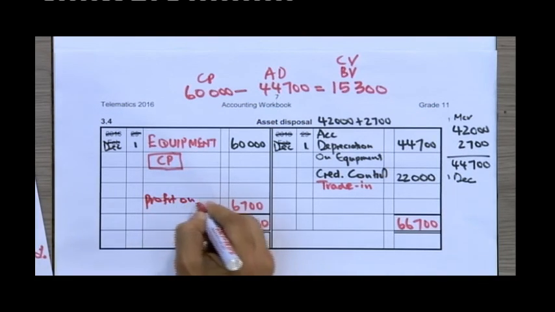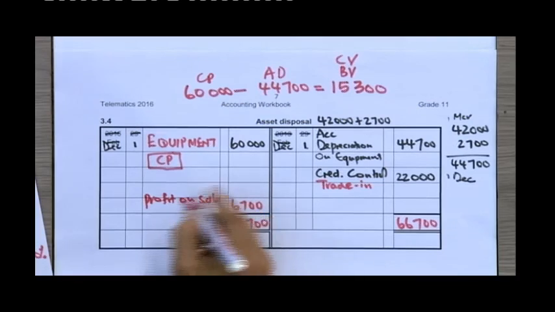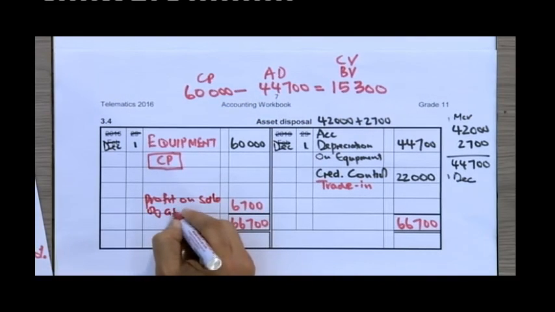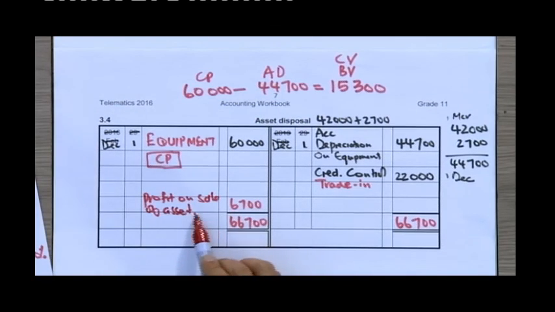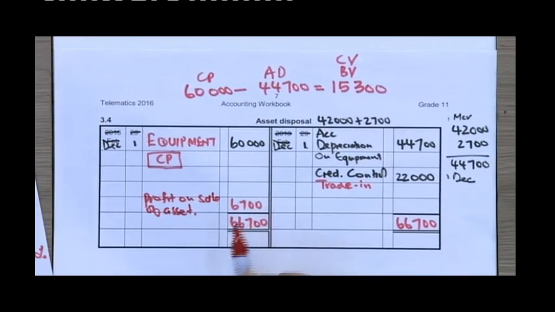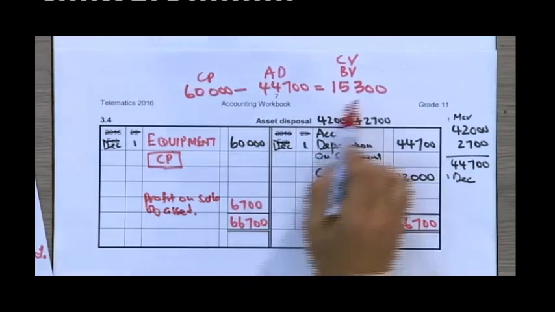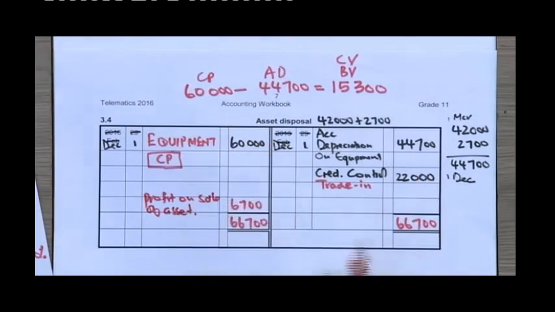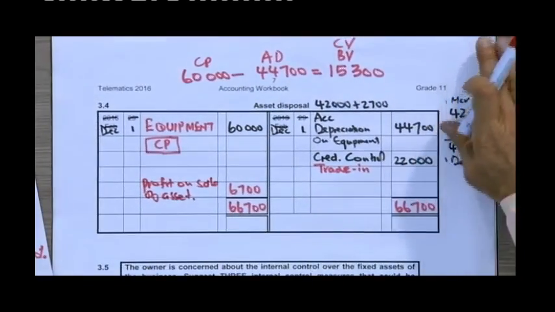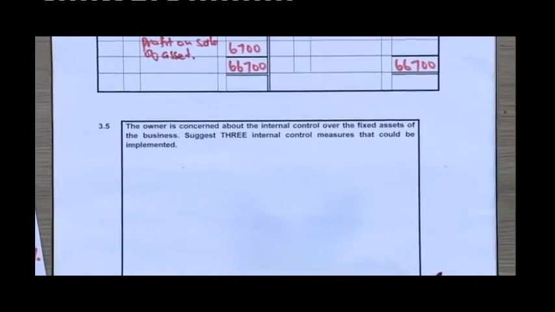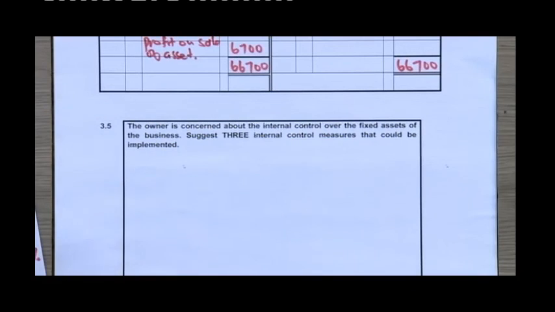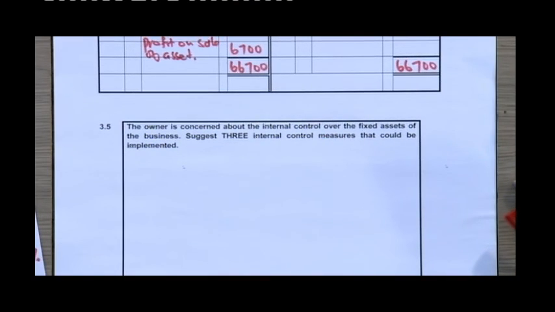So the 6,700 will be called a profit on sale of asset. Okay, here you go. That will eventually end up in our income statement, right? And the 15,300 ended up in the fixed asset note. Right. Let's just move on to the last part of the question, where it says the owner is concerned about the internal control over fixed assets of the business. Suggest 3 internal measures that could be implemented.